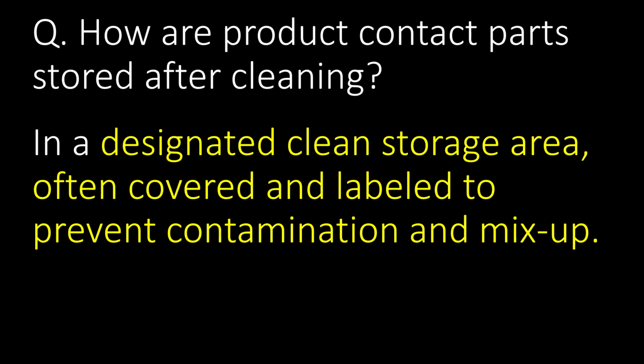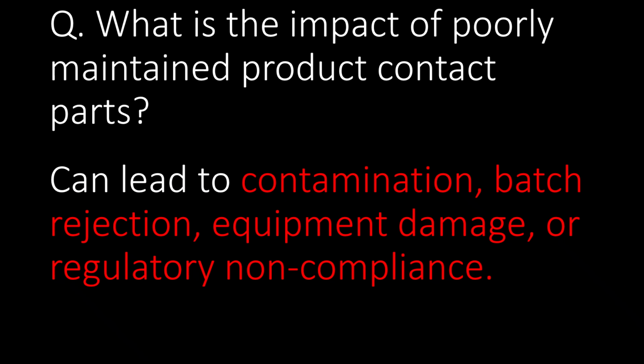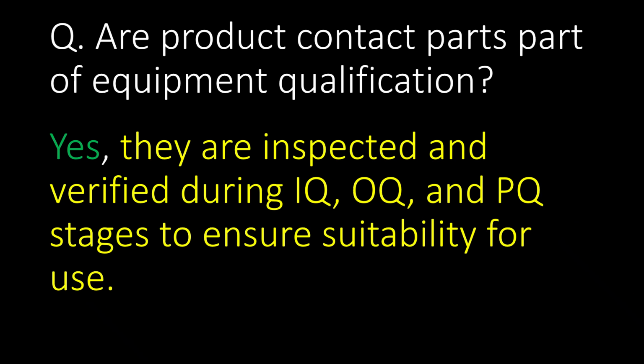How are product contact parts stored after cleaning? Product contact parts are stored after cleaning in designated clean storage area, often covered and labeled to prevent contamination and mix-up. What is the impact of poorly maintained product contact parts? Poorly maintained product contact parts can lead to contamination, batch rejection, equipment damage, or regulatory non-compliance.